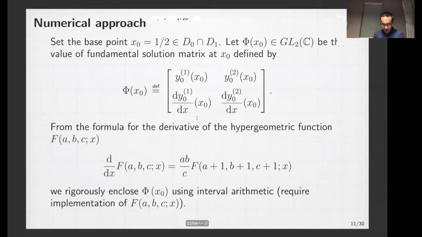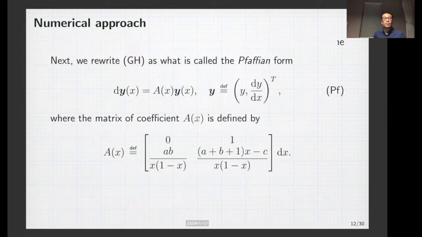To compute the rigorous bound of the fundamental solution matrix by using this formulation, we can have the derivative formulation by using this formula, and we rigorously enclose Φ(x0) using interval arithmetic. Of course we require the implementation of the hypergeometric function, but there are libraries to implement such a function. It's kind of a special function. Anyway, we go further.